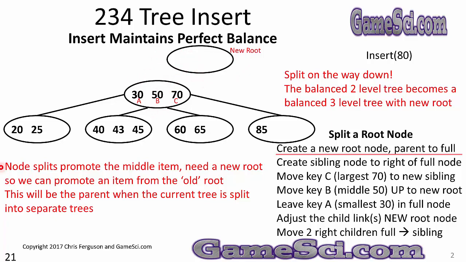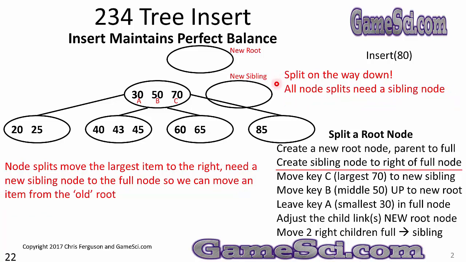Node splits promote the middle item. We need a new root so we can promote an item from the old root node. This will be the parent when the current tree is split into separate trees. Split on the way down. All node splits need a sibling node. Create a sibling node to the right of the full node. Here's my full node. It needs a new sibling. There's the new sibling node. Node splits move the largest item to the right. We need a new sibling node to the full node so we can move an item from the old root.